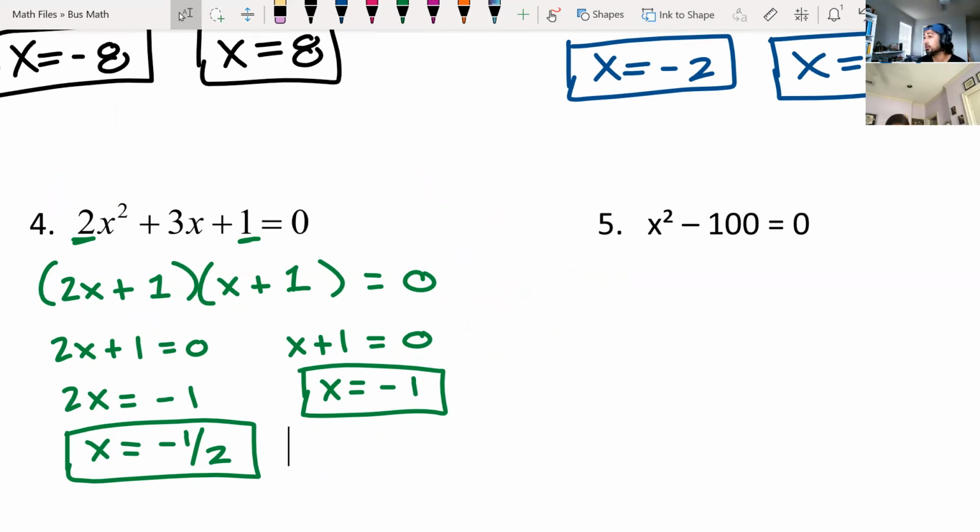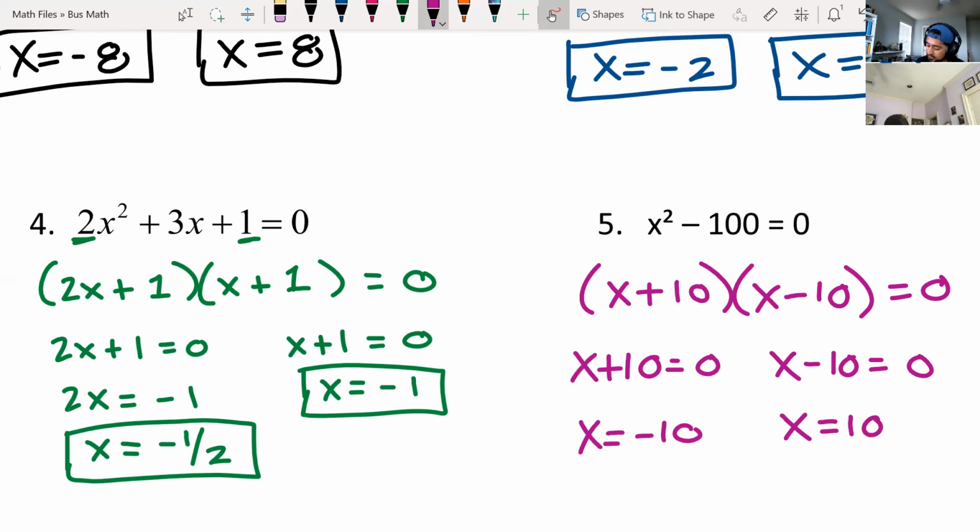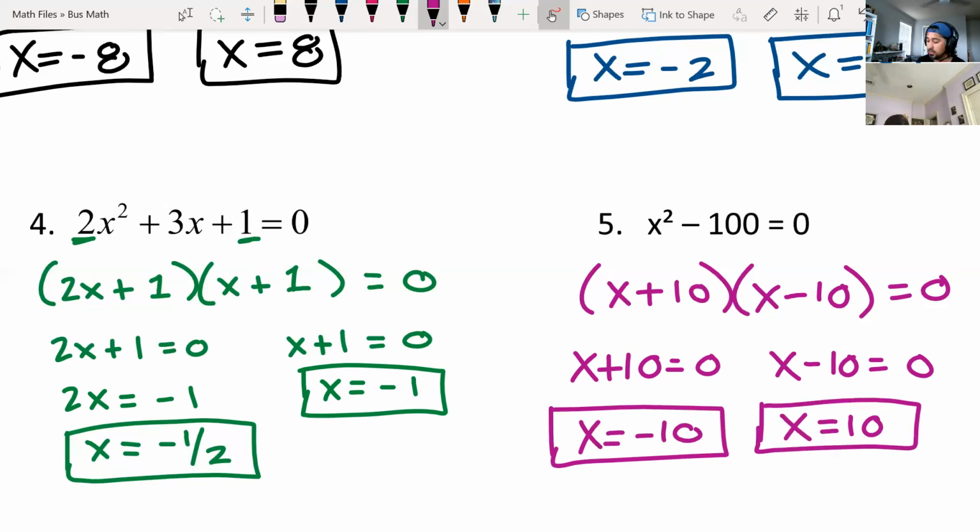All right, number 5, x squared minus 100. This again is another difference of squares. So this means that this will factor to x plus 10, x minus 10 equal to 0. And then set each term equal to 0. And you'll get x equals -10 and x equals 10. There we go.